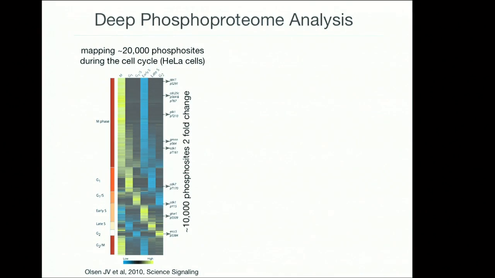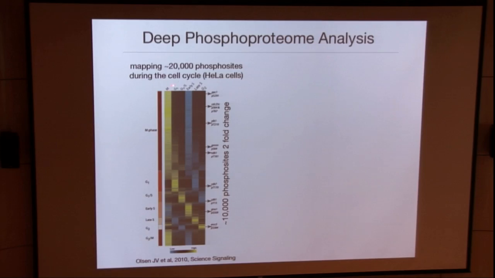So together with Lars, we've analyzed some of their data in collaborations a couple of years back, where we were mapping around 20,000 phosphorylation sites during the cell cycle in HeLa cells. And you can see this heat map here, basically the different samples from cells were synchronized and taken in the different phases of the cell cycle, and then we did a large-scale phosphoproteomic analysis of this.